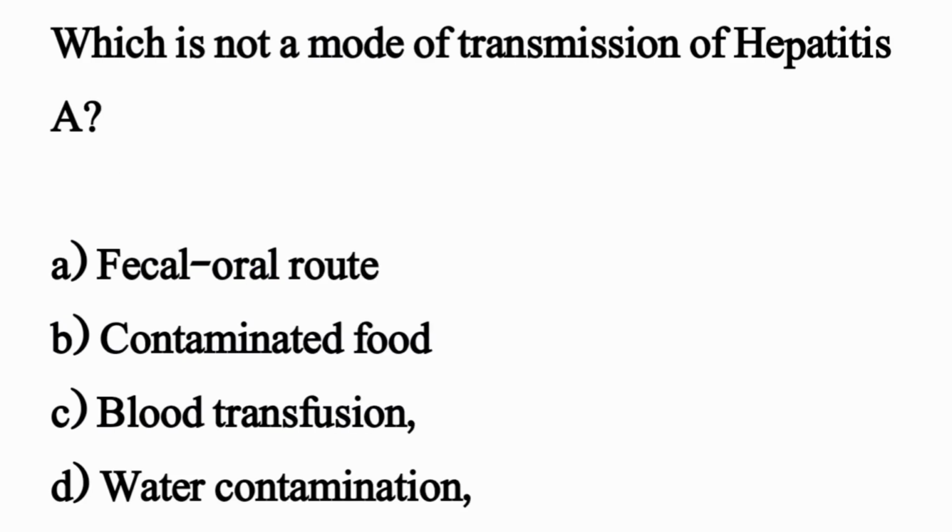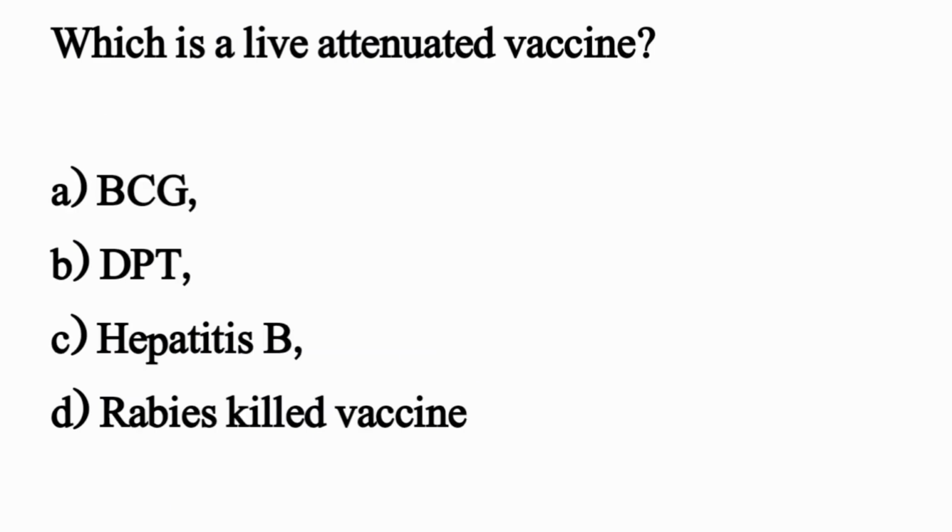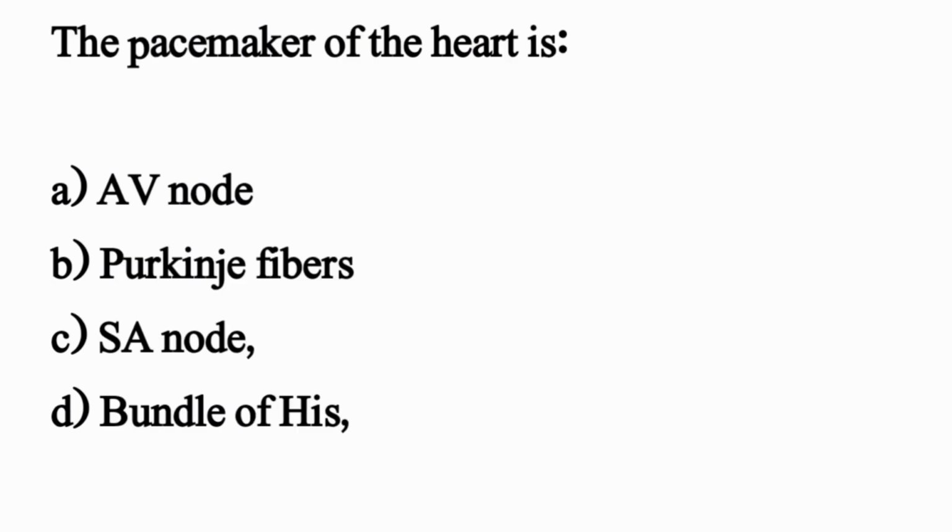Which is not a mode of transmission of hepatitis A? The right option is option C, blood transfusion. Which is a live attenuated vaccine? The right option is option A, BCG. The pacemaker of the heart is. The right option is option C, SA node.